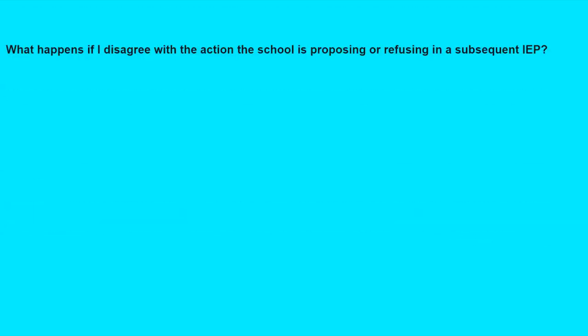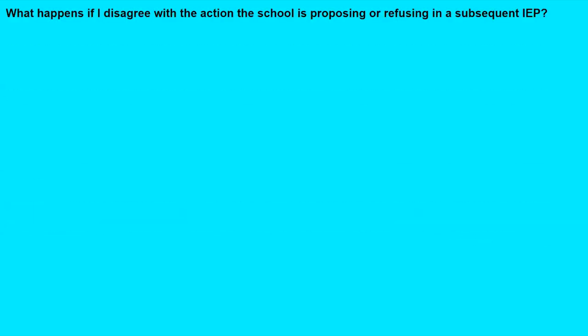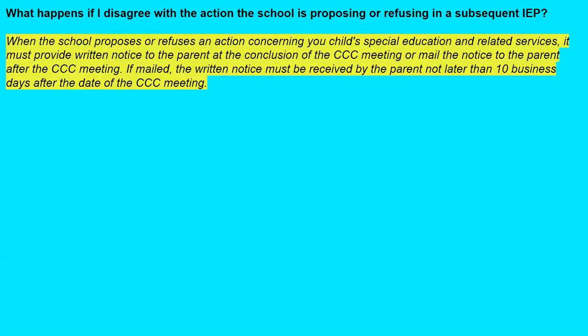So the section that we're going to be looking at is if you ever disagree with a proposed action that the school is taking in regards to your child's IEP. So what happens if I disagree with the action the school is proposing or refusing in a subsequent IEP? Well, when the school proposes or refuses an action concerning your child's special education and related services, it must provide written notice to the parent at the conclusion of the case conference committee meeting, or mail the notice to the parent after the meeting. If mailed, the written notice must be received by the parent no later than 10 business days after the date of the case conference committee meeting.